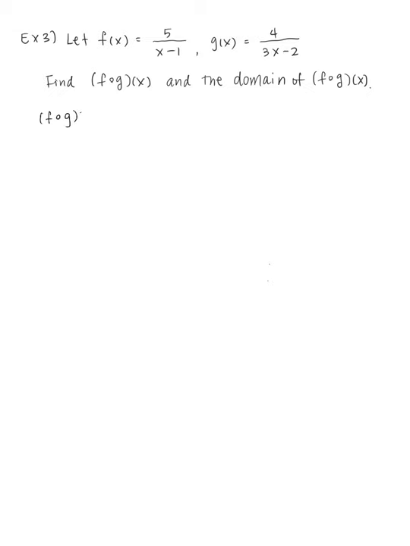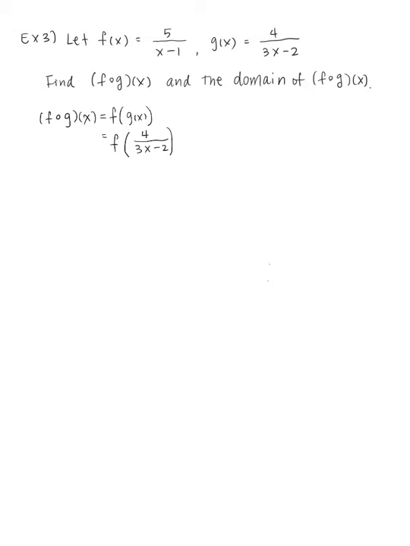Don't worry, I'm going to work everything step by step. Ready? Write down the shorthand notation for f of g of x. That will be f, parentheses, g of x, and then parentheses closed. Now next step, replace your g of x. So this is going to become f of, our g of x is 4 over 3x minus 2.